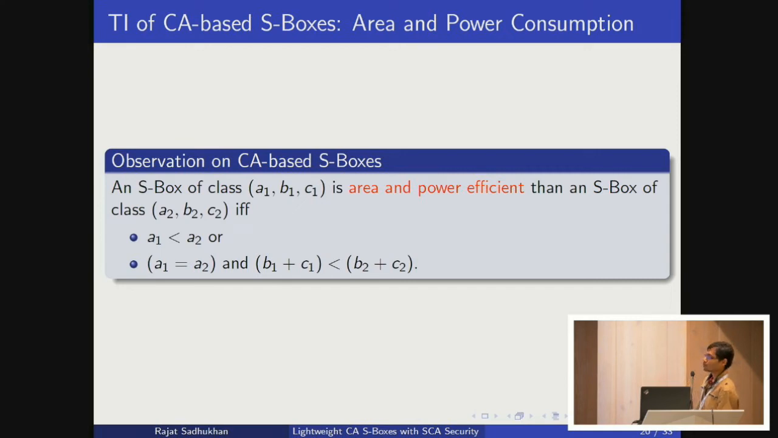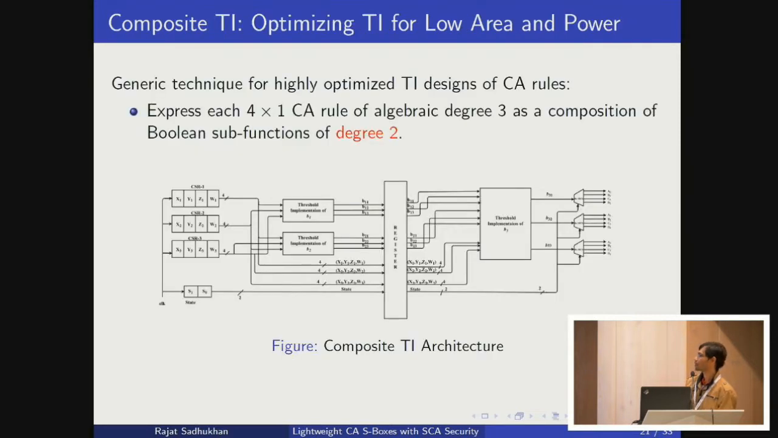So one observation, though we don't have a proof for this, but we have observed from all these classes that if the number of cubic terms is less, first priority is on the cubic term. So if the number of cubic terms is less, the S-box class becomes more area and power efficient. And suppose if the number of cubic terms are the same, then the sum of linear terms and quadratic terms has to be less to make it more area and power efficient.